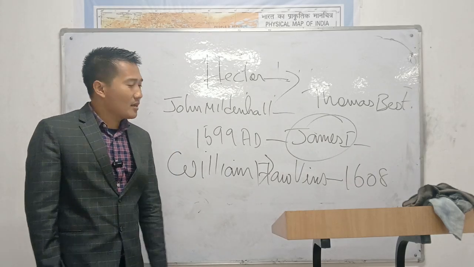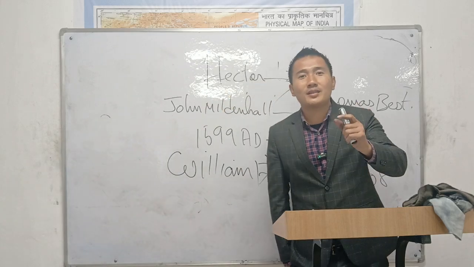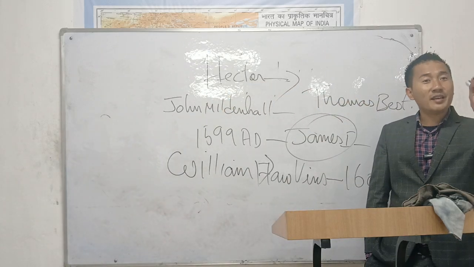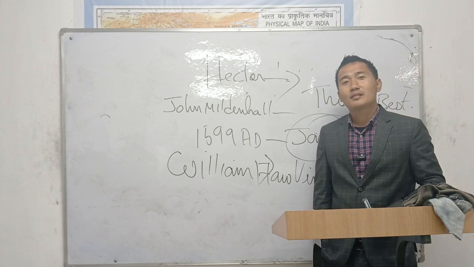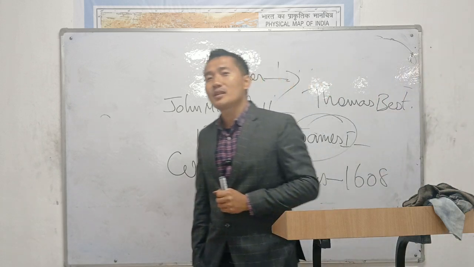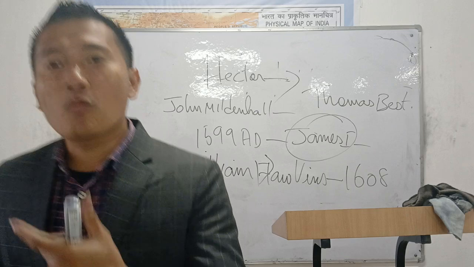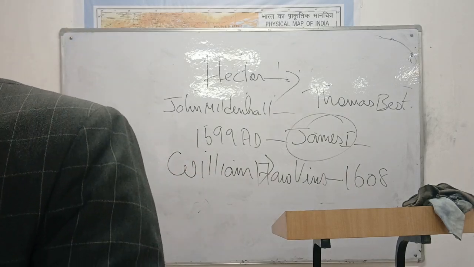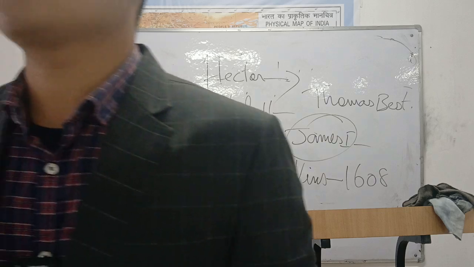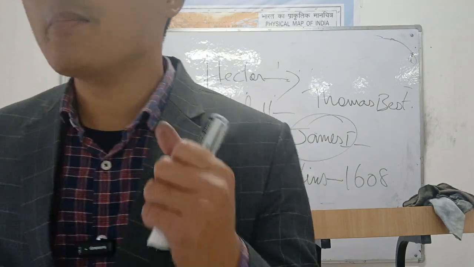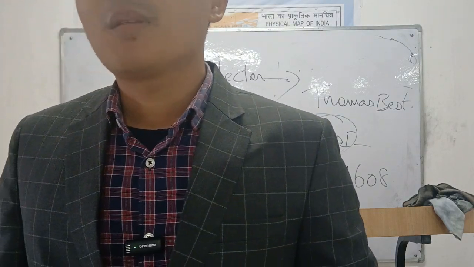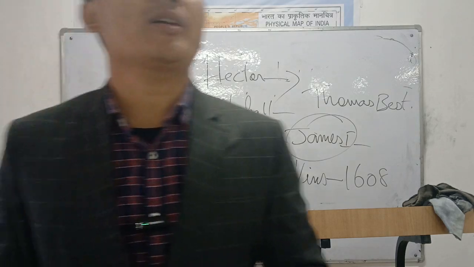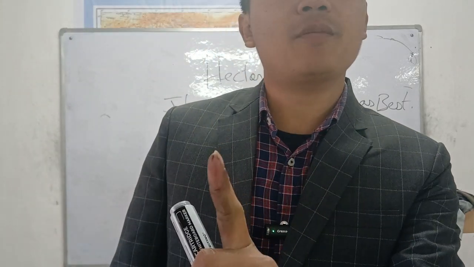This Captain William Hawkins was an ambassador of James I, the King of England. Why did he come? To take permission. We want to do business in India. William Hawkins came to India to take permission as an ambassador of James I, King of England. And he came to the court of Jahangir. Give me a trade license. Initially, Jahangir never gave the permission.